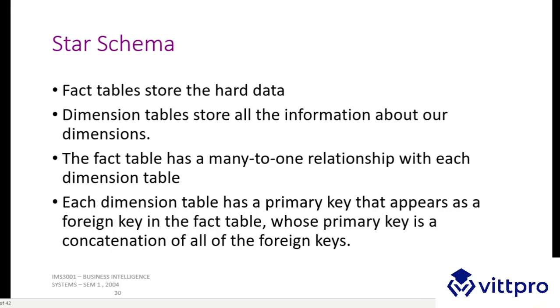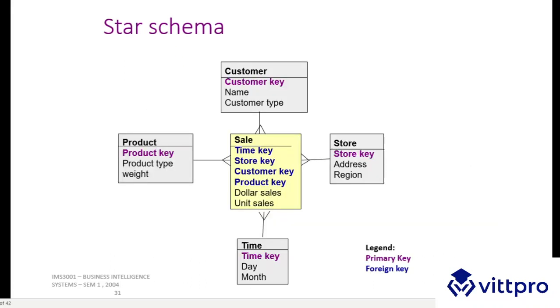The fact table has a many-to-one relationship with each of the dimension tables. All the dimension tables are linked through a common key, which is available in every table. So I will give you a visual representation. Here you can see the color key is the foreign key, the primary key. For example, product has one dimension. Sales is the fact table, which is collected by the time key, the store key, the customer key, the product key, dollar sales and unit sales.